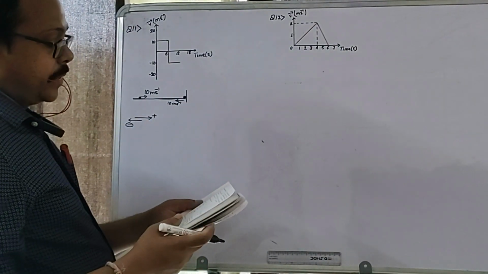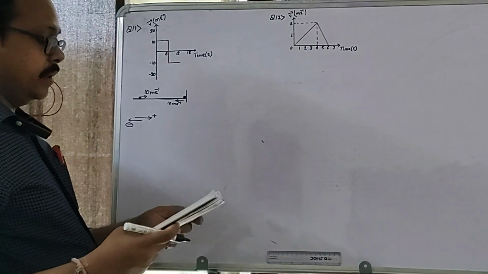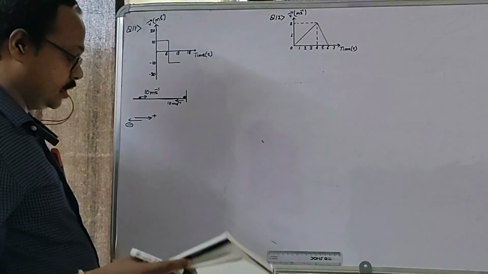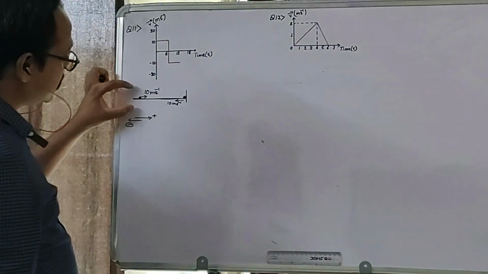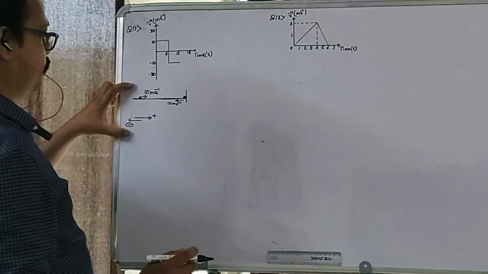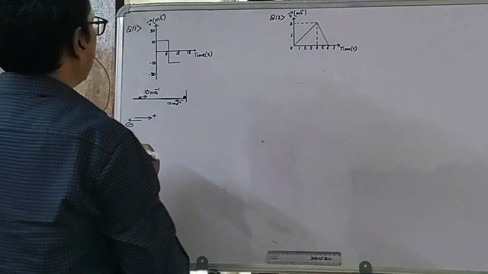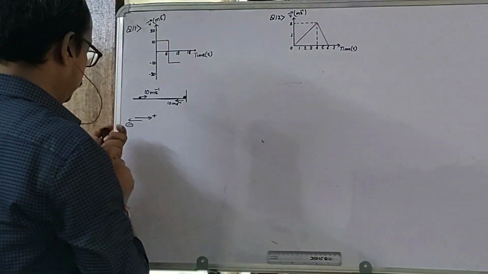Draw the velocity time graph and use it to find the total distance traveled by the ball and the displacement. So this is the problem. Let's draw the velocity time graph.